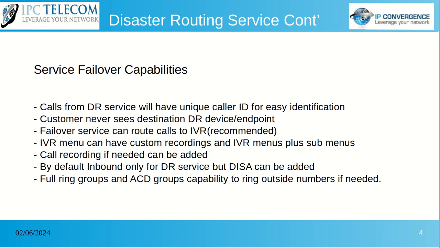Also, by default, this is just an inbound service providing you to keep connectivity to your customers. But we can turn on a dial-out number for you if you need to have your internal employees use their personal devices to reach to the phone cloud service and then dial out, protecting their personal information on their cell phones and home lines and things like that. And you also have in the disaster routing failover, you have the capabilities of having full ring groups and ACD groups to ring those outside numbers in a round-robin fashion or all at once. So those capabilities are still there if needed.